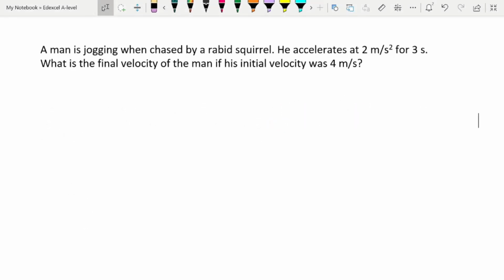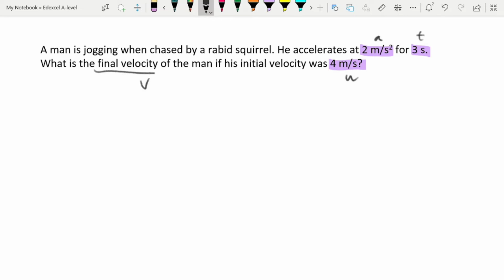This question is based on an actual news report that I saw, it must be a couple of years ago now. A man is jogging when chased by a rabbit squirrel. The squirrel in question was not a rabbit squirrel, it was actually a baby squirrel. And the police were called to deal with the squirrel. But anyway, he accelerates at 2 meters per second squared for 3 seconds. So let's start doing our highlighting. What is the final velocity of the man if his initial velocity was 4 meters per second? So that's our u, that's our a, t, and we want the final velocity, which is v.